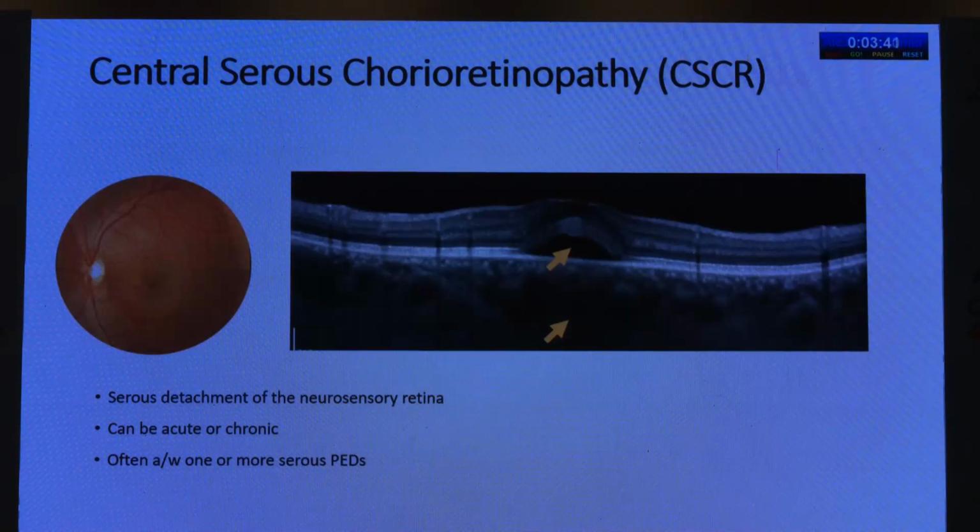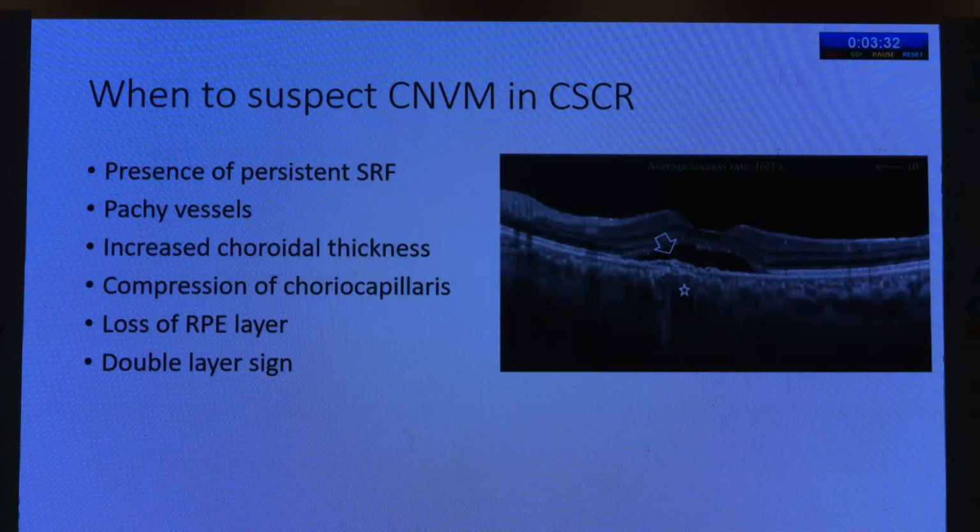So CSCR, again, is a serous detachment of neurosensory retina. It can be acute or chronic, and it is often associated with one or more serous PEDs. So when do you suspect CNVM in a case of CSCR? When there is persistent subretinal fluid, pachy vessels, increased choroidal thickness, compression of choriocapillaris, loss of RPE layer, and double layer sign.